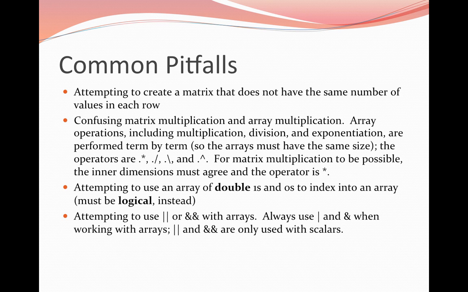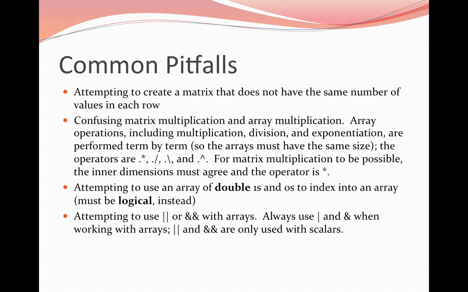Another pitfall is confusing matrix multiplication and array multiplication. Array operations, which include multiplication, division, exponentiation, addition, and subtraction, are all performed term by term or element by element, meaning that the arrays have to have the same size to begin with. The operators involve putting a dot in front of the operator. So dot asterisk for multiplication, dot slash for division, dot and the exponentiation operator. So this is, again, array operations.